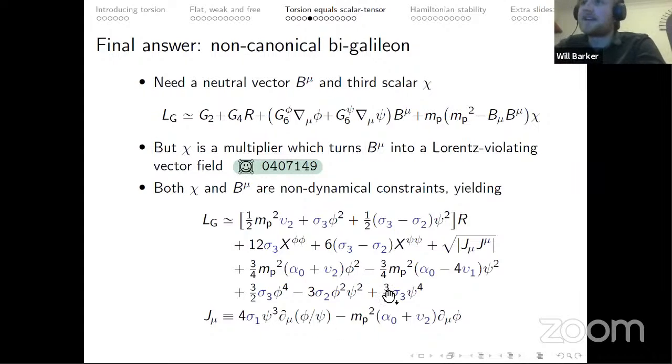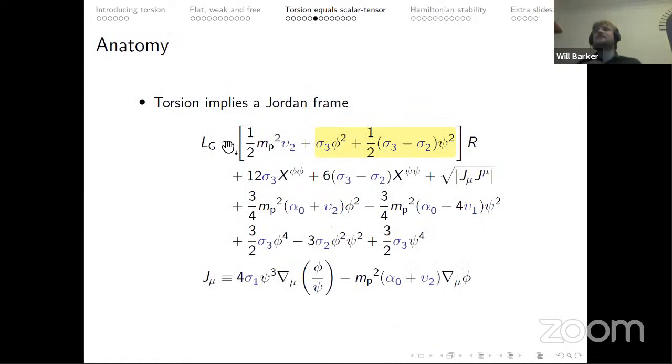So this is quite complicated, and I'll just quickly go over the anatomy of this. First thing to notice is that it wants to be interpreted in the Jordan frame. So these scalars sit in front of the Ricci scalar here.